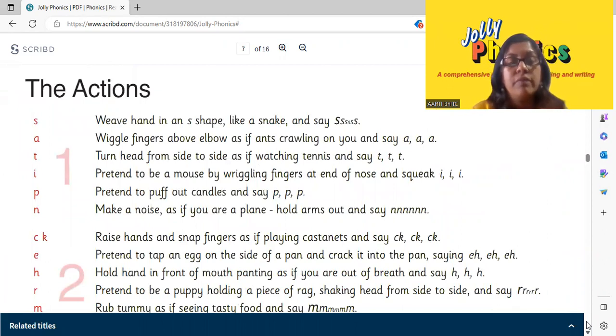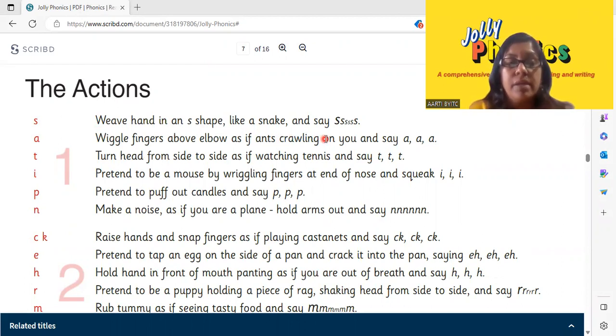Before this, we have already done the basic skills involved with Jolly Phonics. And now we are looking towards the actions. Here there are a number of letters which are actually not in a sequence. Here I can see letters in red color, and here I can see the actions which are related to that particular letter. Very simple.